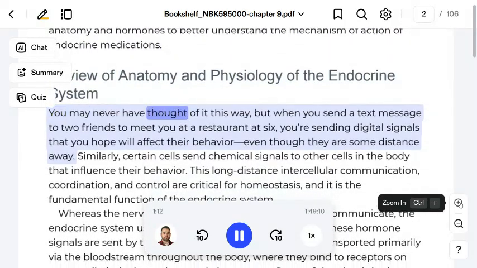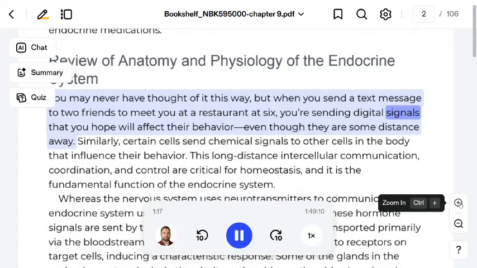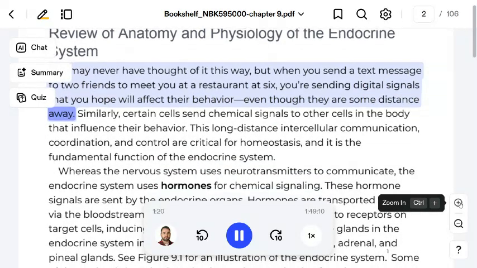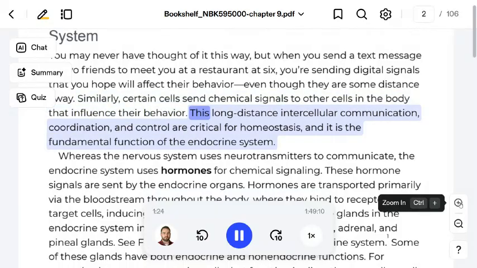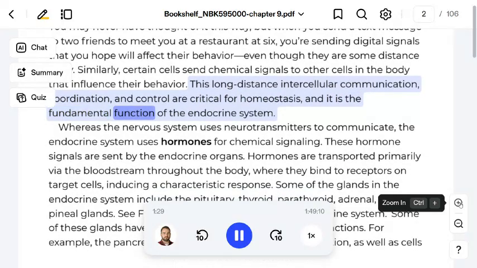You may never have thought of it this way, but when you send a text message to 2 friends to meet you at a restaurant at 6, you're sending digital signals that you hope will affect their behavior, even though they are some distance away. Similarly, certain cells send chemical signals to other cells in the body that influence their behavior.